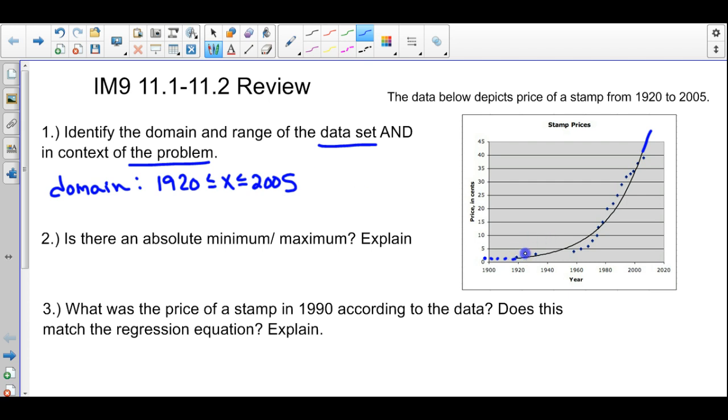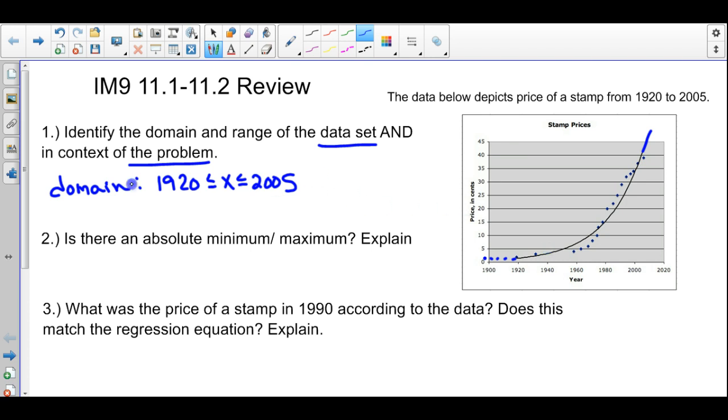Notice that even though it's discrete, as far as just having points, the time itself is continuous. At any point from 1920 to 2005, according to our graph, you can basically go into a post office and buy a stamp. So the data itself is continuous.